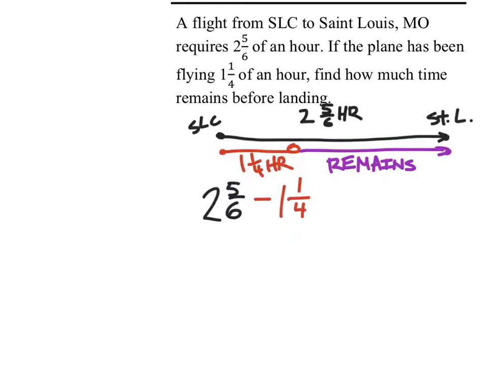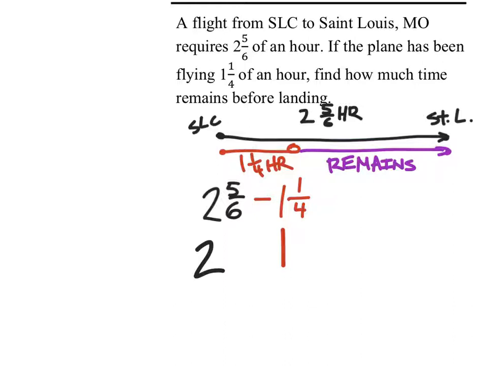But before I do, and I probably should have showed this in the last video, in the last section or lesson for this unit, I can change the denominators to be the same right now. Now it's not going to change the whole numbers. Okay, I still got 2 and something minus 1 and something, alright?